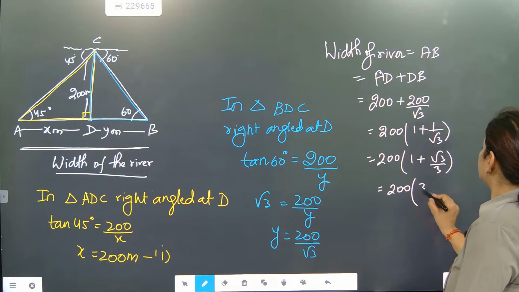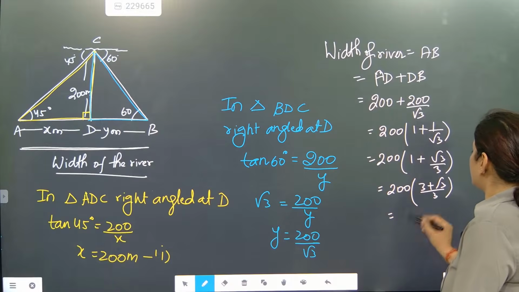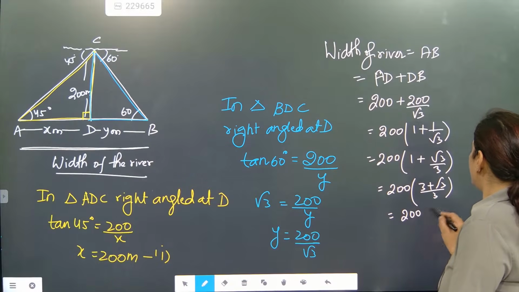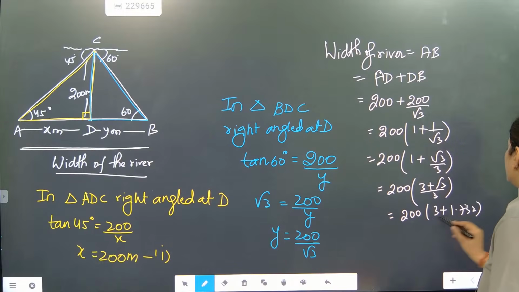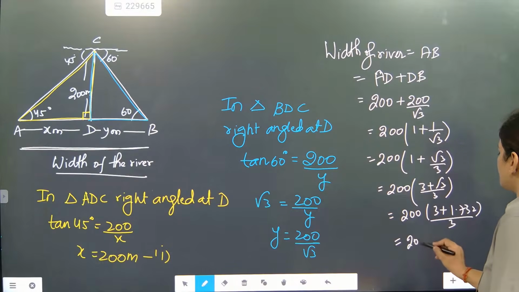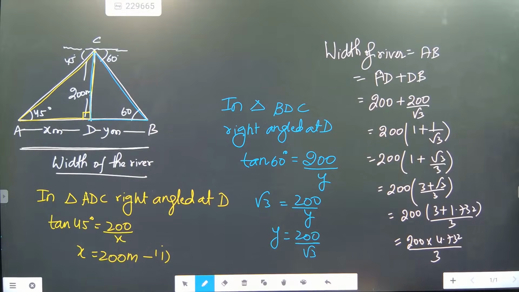200 3 plus root 3 by 3. Done. So 200 3 plus 1.732 by 3. 200 into 4.732 by 3. We tried to make it very near. 4 plus 3, 11, 12, 13, 14, 15, 16. We will be keeping like this also, miss, problem. We will be doing like this also, miss, problem. I'll be solving this part.